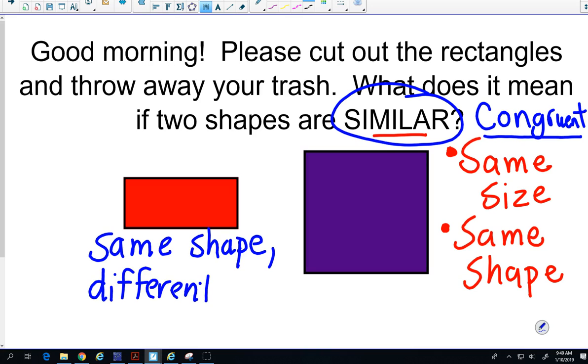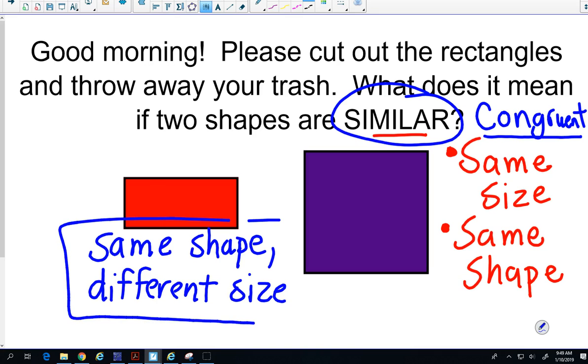You don't have to write it down right now, we're just talking. So this is a good definition. We're going to get a more specific definition today, but same shape, different size would be similar.